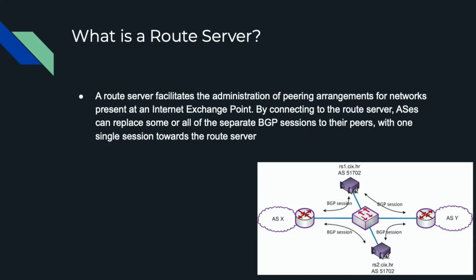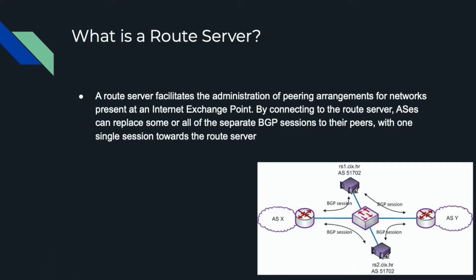So what's a route server? A route server facilitates the administration of peering arrangements for networks connected to an Internet exchange point. By connecting to the route server, autonomous systems can replace some or all of the separate BGP sessions to their peers with one single session towards the route server. This hugely simplifies the work of network administrators and even gives each autonomous system access to way more routes. The job of the route server is to collect prefixes from its peers, process this information and announce the optimal route to a specific destination back to all of its peers. To do this, the route server may make use of the FRRouting software.